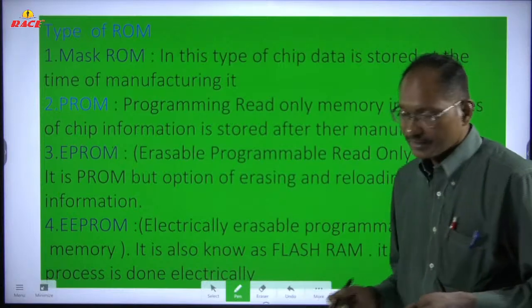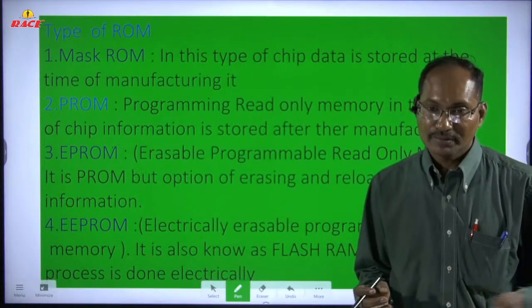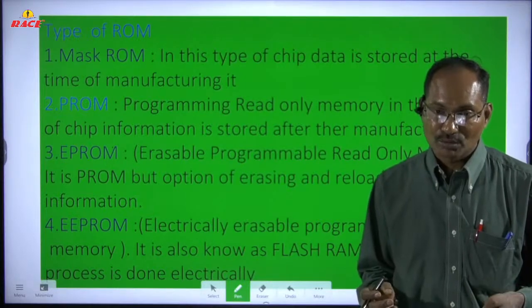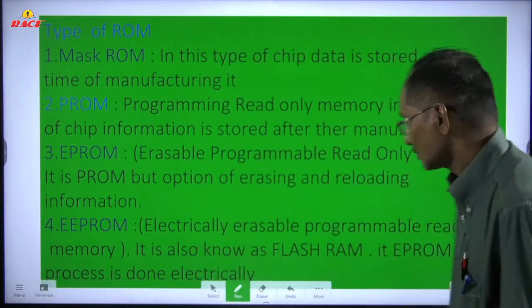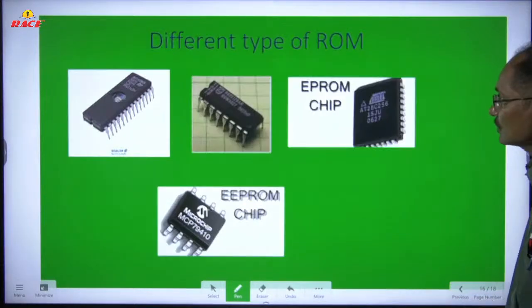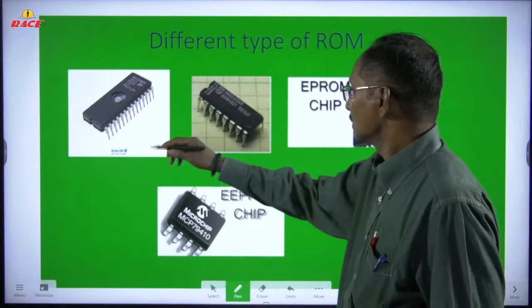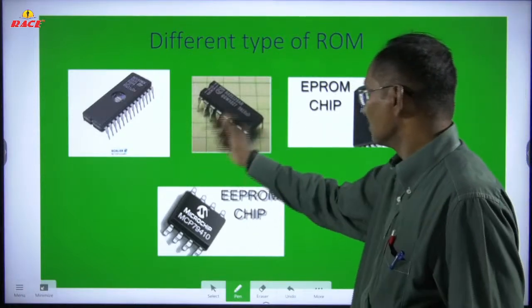Suppose some new device is connected to the computer. It will not be detected automatically. Why? Because you have to write programming code, and the programming code is written in ROM only. These are the different types of ROM: PROM, EPROM, EEPROM. This chip is on the motherboard.